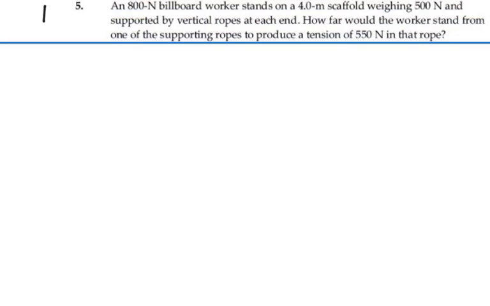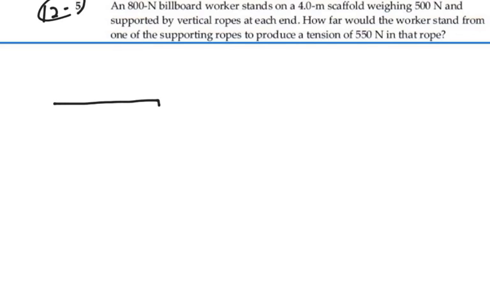Here's problem 12.5. An 800 Newton billboard worker stands on a 4-meter scaffold weighing 500 newtons and supported by vertical ropes at each end. How far would the worker stand from one of the supporting ropes to produce a tension of 550 newtons in that rope? Let's start with a free body diagram.